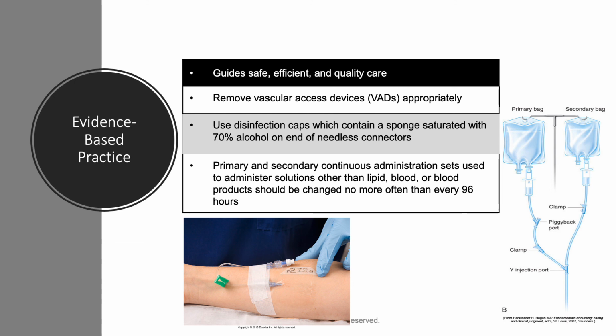Another recommendation is that primary and secondary continuous administration sets, or IV tubing, that is used to administer anything other than lipids or blood products, be changed no more than every 96 hours. So I also have an image on the screen on the far right side. You see some IV tubing. There's a primary bag and a secondary bag. So that tubing, as long as it's connected to the patient continuously and not removed, and it's not disconnected, that tubing does not need to be changed any more frequently than every 96 hours.